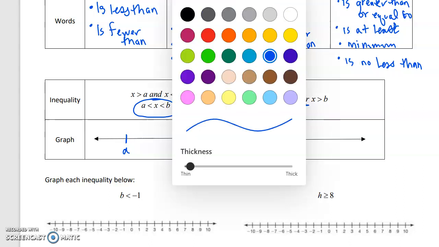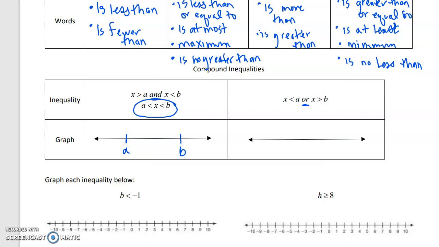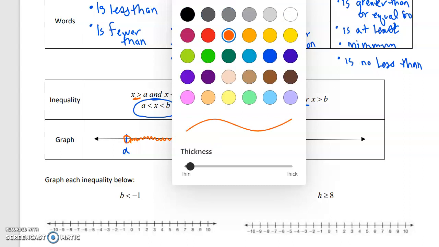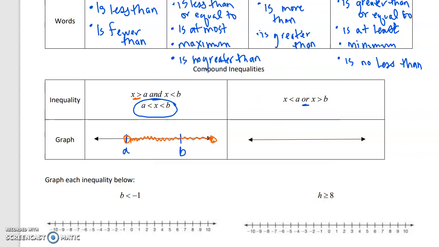And I want us to think about this for a second. So x is greater than a. If I graphed that, that would be an open circle shading to the right. The x's are greater. And x is less than b. If I graphed that inequality, I would have an open circle at b, and I would be shading to the left. So right now, it looks like the entire number line is shaded.